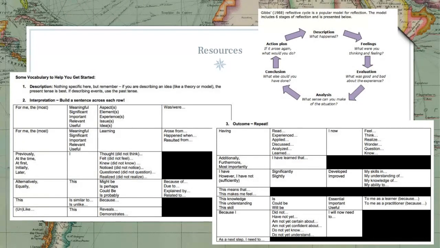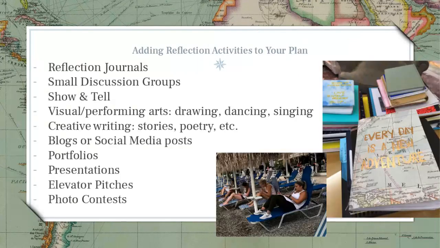If you're not going to use writing as an opportunity for reflection, it still can be helpful to help them think about how to talk about it. So you can ask them, for you, the most meaningful learning happened when, and they can answer that. So this is a good way to structure it and get you thinking as an instructor of what kind of questions you'll ask, but also helps the students to think about how they're going to write or what they should write about if you're going to use a journal activity, for example. So different options for adding reflection activities into your plan.